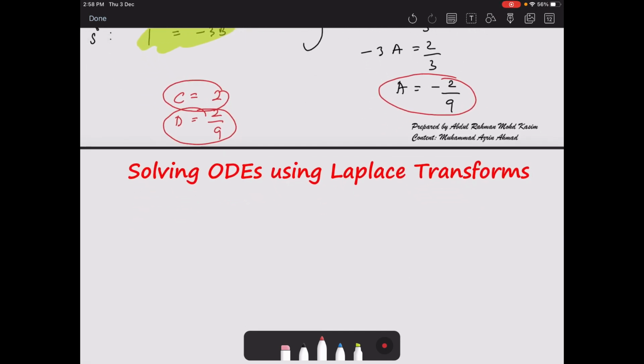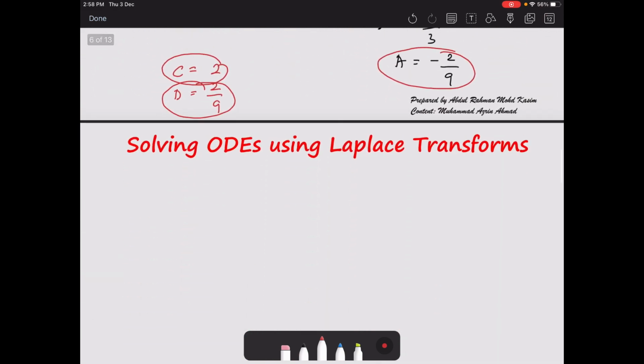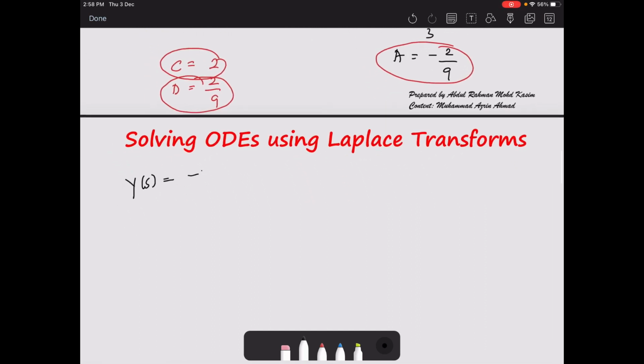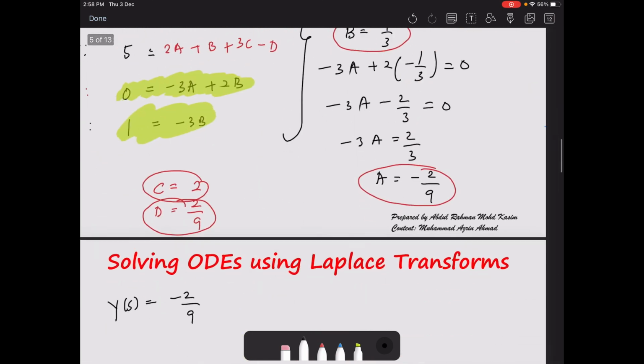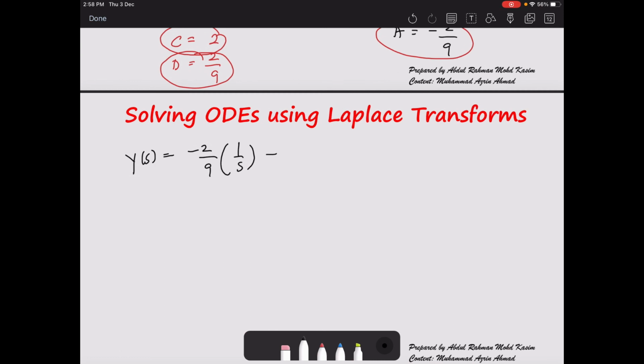So what you need to do next is substitute back into the partial fraction form, where you will have y as equal to A, negative 2 over 9, times 1 over s, and then B is negative 1 over 3, times 1 over s squared, and then C is 2, over s minus 1, and then D is 2 over 9, times 1 over s plus 3.